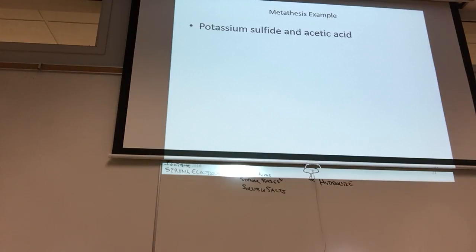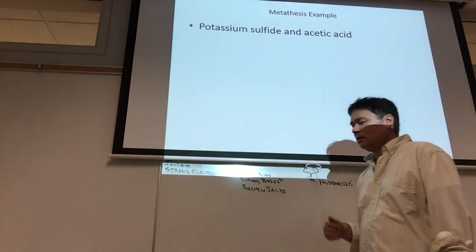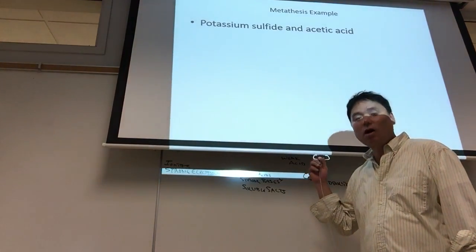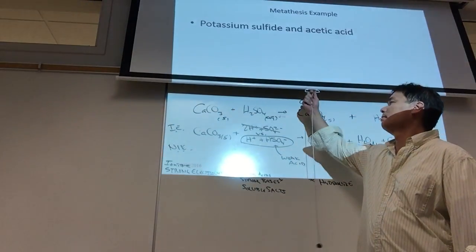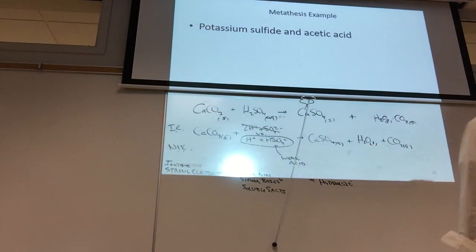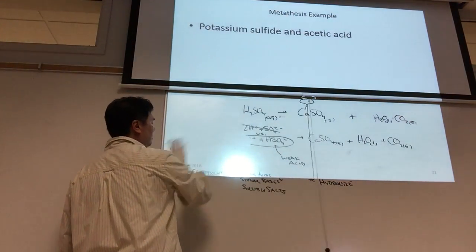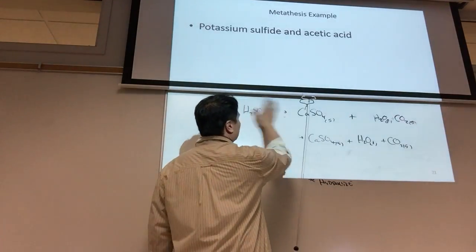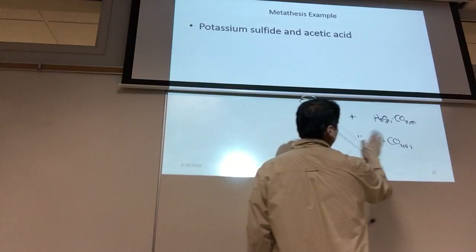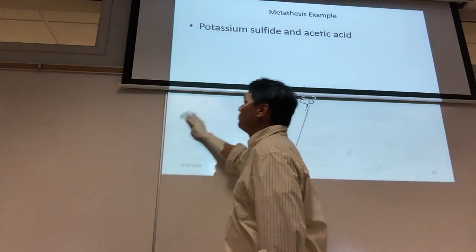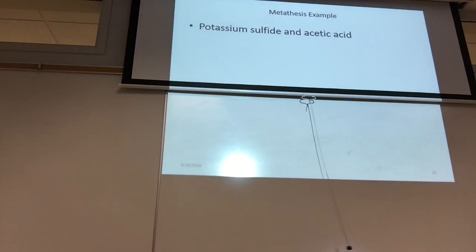Next example I have is potassium sulfide and acetic acid. The potassium sulfide and acetic acid is a hard one. Most of them aren't going to be this hard, I think. But what makes this one a hard one? What makes this one a hard one is because you might have seen something before about this.